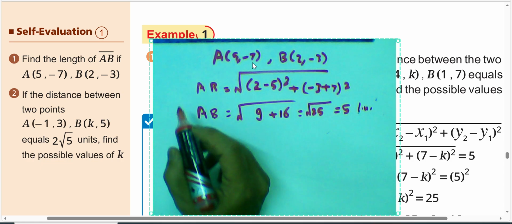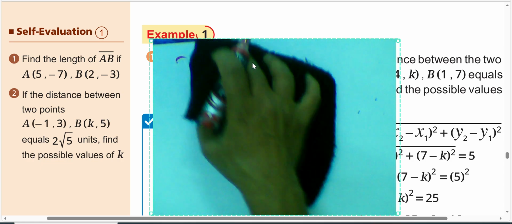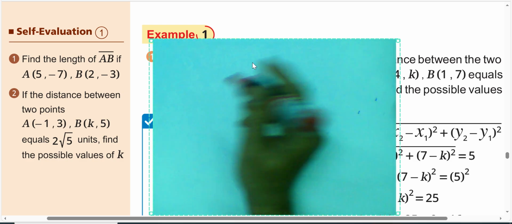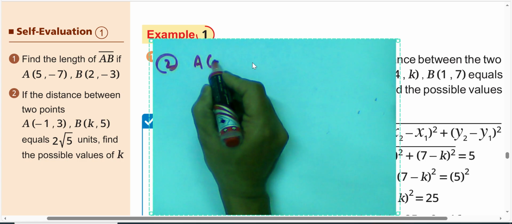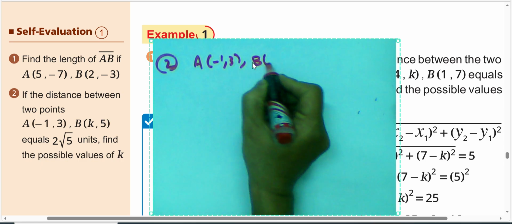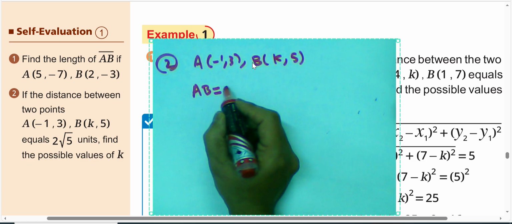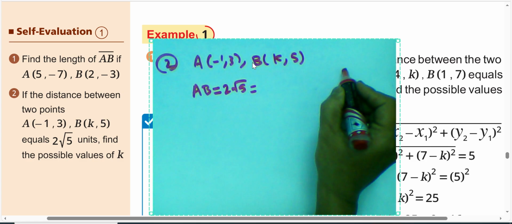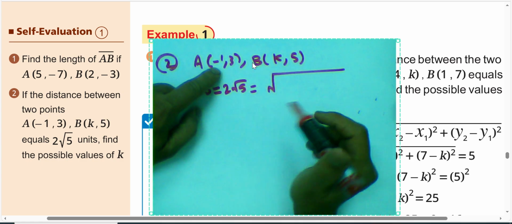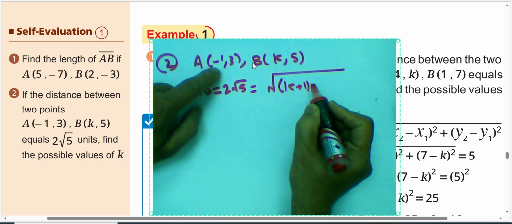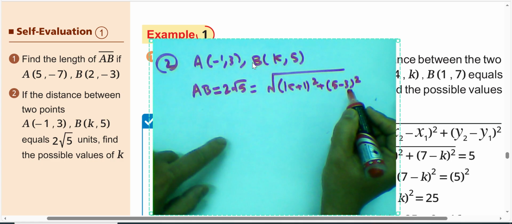Okay, that is the distance between A and B for question number 1. Question number 2: the distance between 2 points is 2 root 5. Find the possible values of K. We have point A, with coordinates negative 1 and 3, and point B, (K, 5), and the distance between A and B is 2 root 5. We know the distance rule between 2 points: (K minus negative 1), which is K plus 1, all power 2, and (5 minus 3) all power 2.